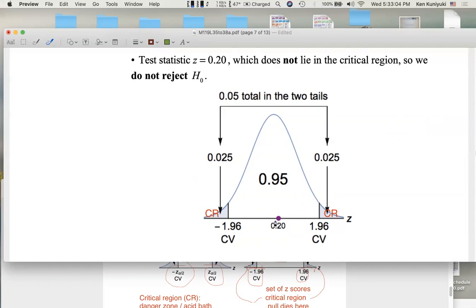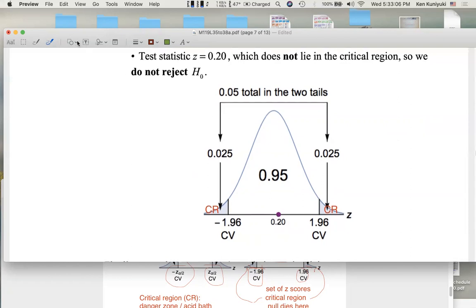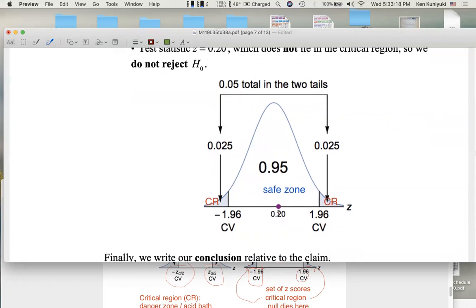Where's that? It's almost smack dab in the middle. It is safely in the safe zone. I'll put that in blue. This is the safe zone for the null. Oh yeah, this is very cushy. I mean, the null is being put on a nice comfy bed, being fed grapes and wine. Oh, the null's fine there.